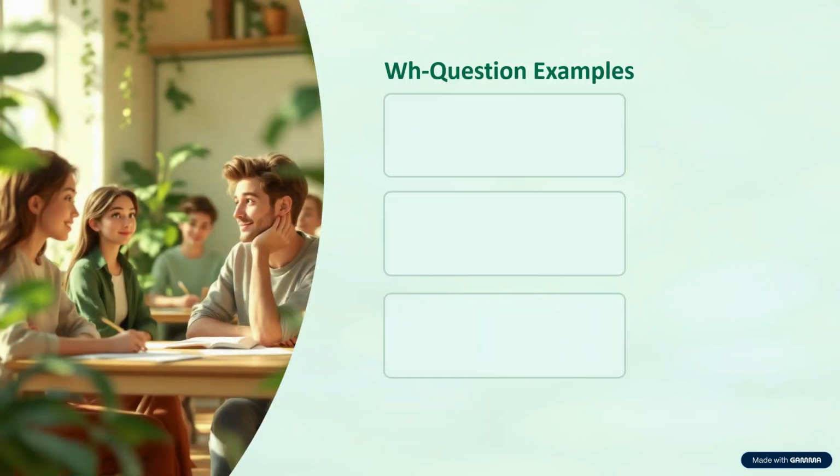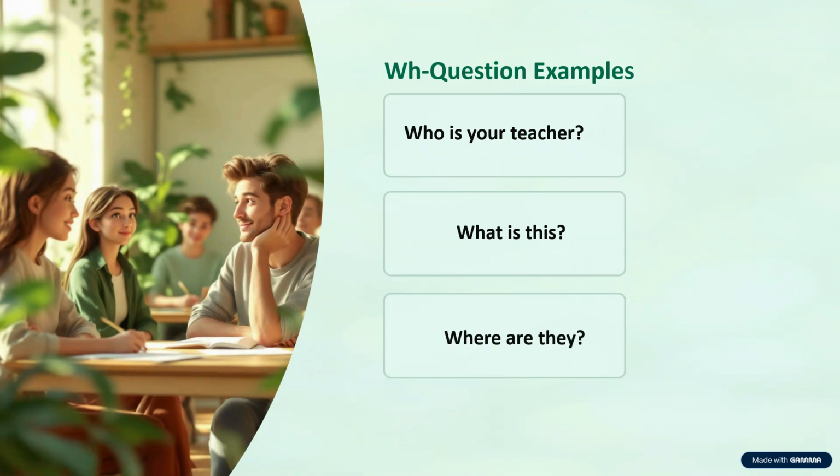Let's look at some examples. Who is your teacher? Who asks for a person. Is is the verb, and your teacher is the subject. What is this? What asks for information about a thing. Is is the verb, this is the subject, and no complement is needed here. Where are they? Where asks about a place. Are is the verb, and they is the subject.